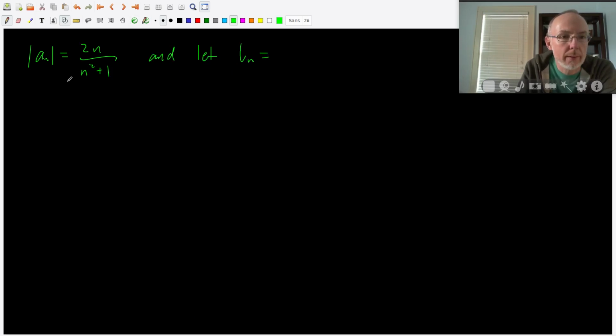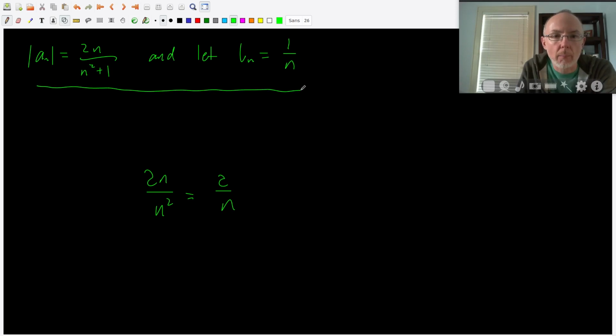So the sequence we're going to take is what this behaves like when n is large. Well, when n is large, this is a lot like 2n over n squared, because adding 1 doesn't matter if n is quite large. And so that's like 2 over n, which is related to 1 over n. So the comparison I'm going to make is with the series that you get by adding up 1 over n. In other words, it's with the harmonic series.